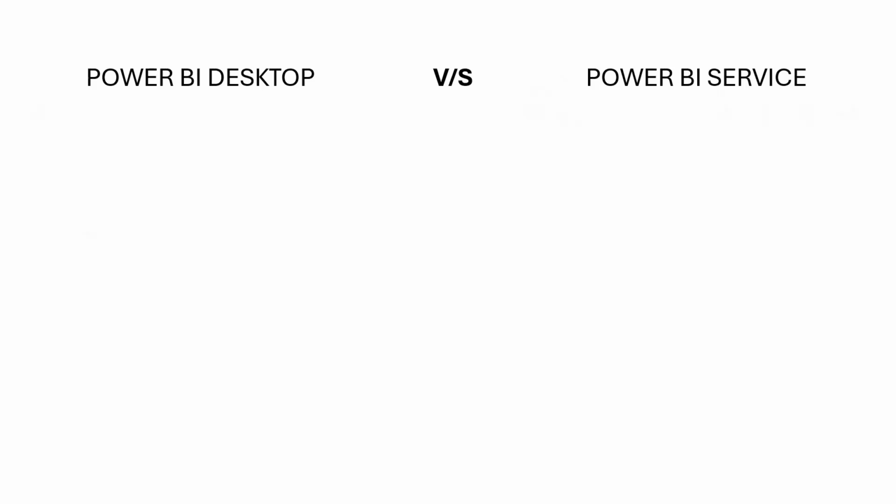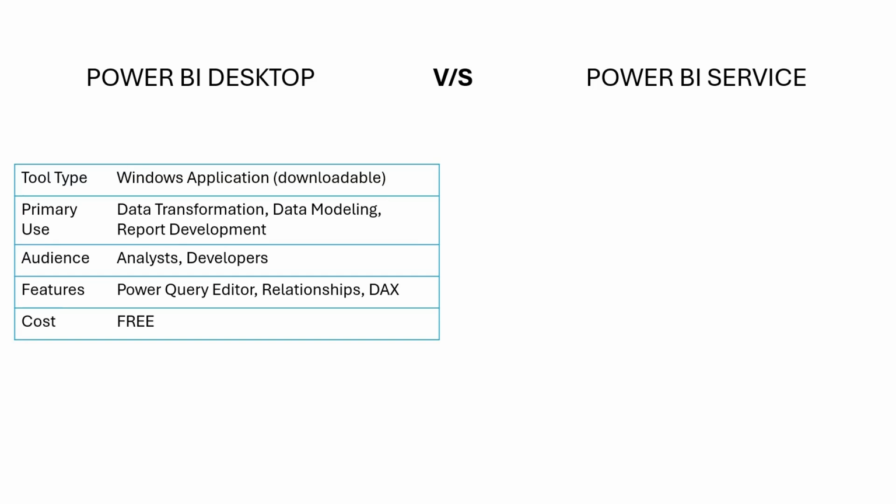So let's understand the difference between Power BI Desktop and Power BI Service. Power BI Desktop is a Windows application. It's a downloadable application. Its primary use is connecting to the data, doing the data transformation, data modeling, and report development. The users of Power BI Desktop are typically developers who develop the reports, and you can get features like Power Query Editor, DAX, data modeling relationships, and it's free of cost.